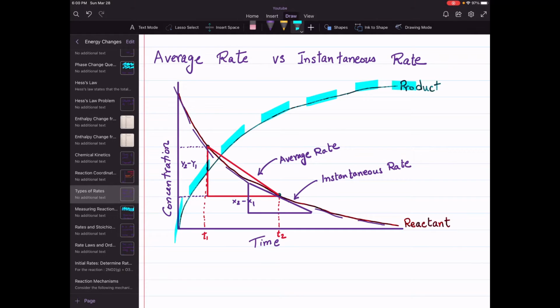I hope this lesson helps you to understand the difference between average rate and instantaneous rate, looking at the graph and how we can use the graph to find the average rate of a reaction between time 1 and time 2, or finding the instantaneous rate of reaction at a specific point by drawing a tangent to the curve, and the key idea that as the reaction progresses, the rate of the reaction slows down. The instantaneous rate slows down as the reaction progresses.